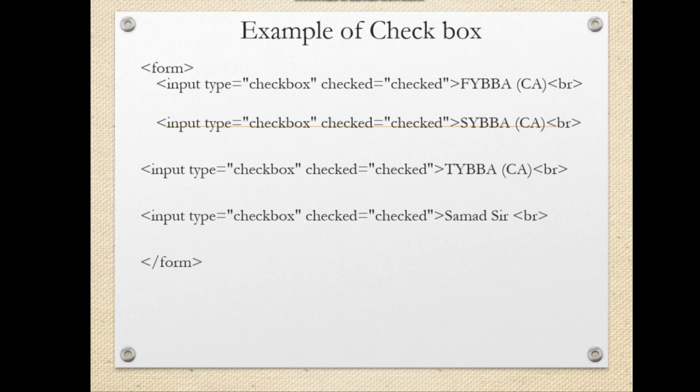So basically the output of this program will give you 4 checkboxes, that is SYBBA, SYBBA, TYBBA and Samad Sir, where you can select multiple options at the same time.